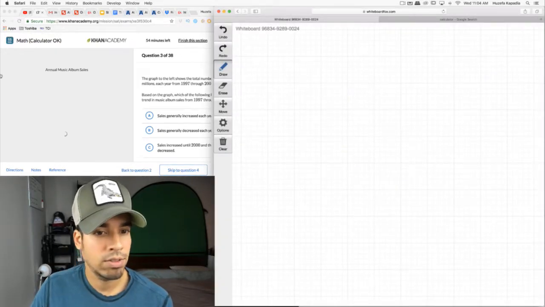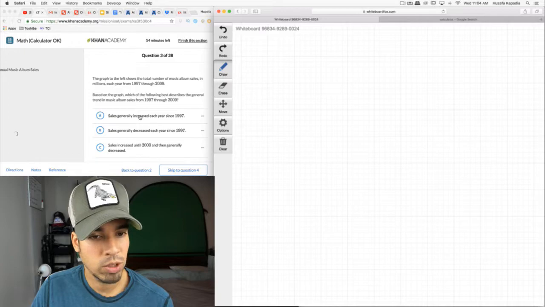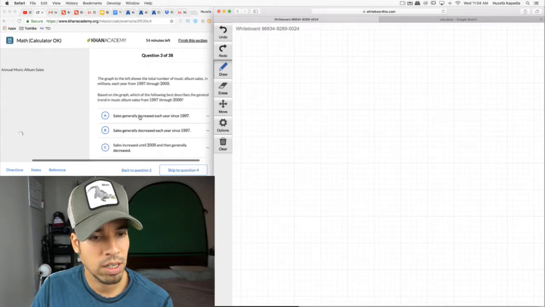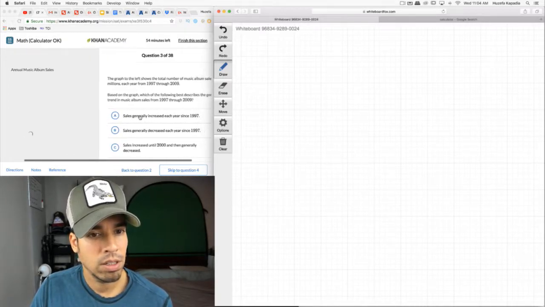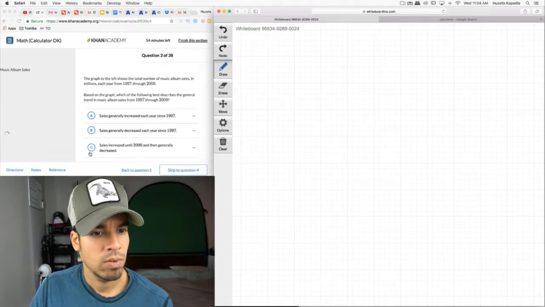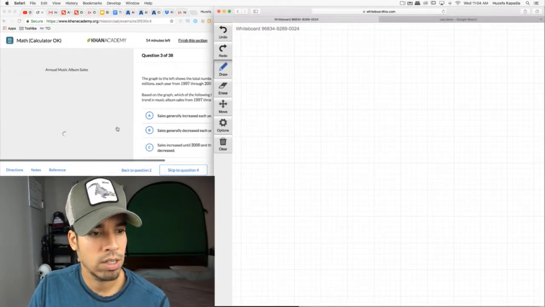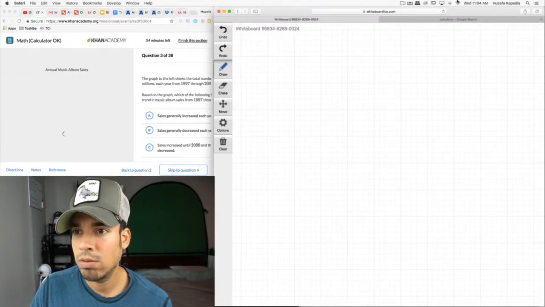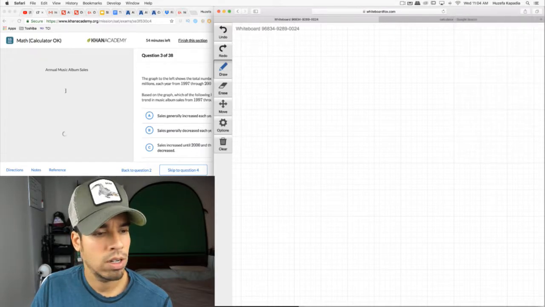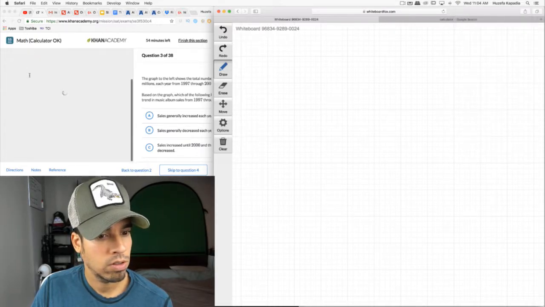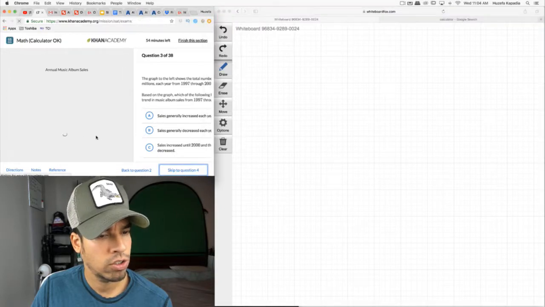The graph to the left shows the total number of music album sales in millions each year from 1997 through 2009. Based on the graph, which of the following best describes the general trend in music album sales from 1997 through 2009? So we're having trouble reloading this. Hold on. What's going on here? All right, let's try and refresh.